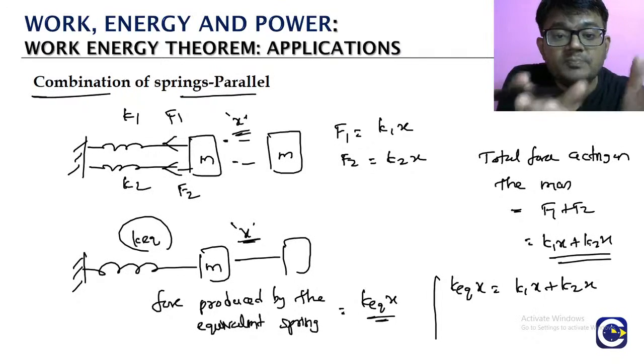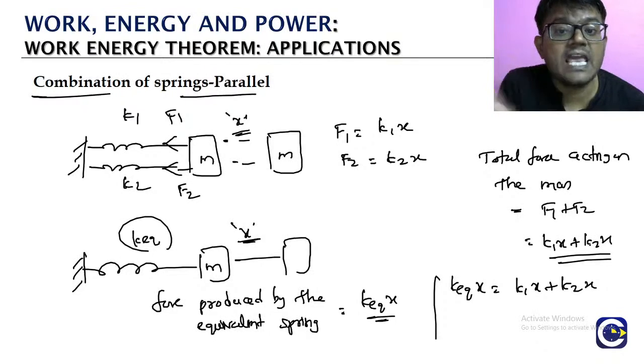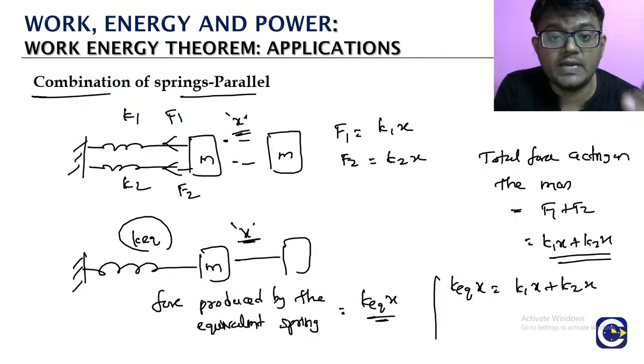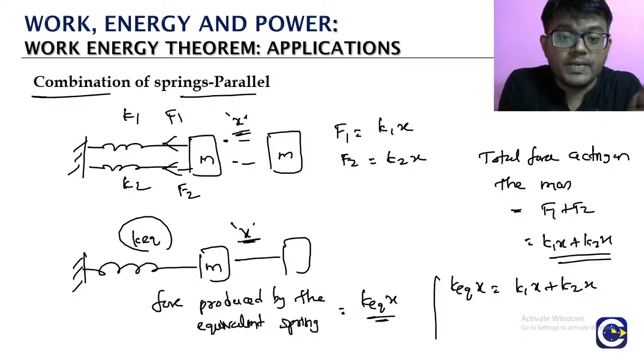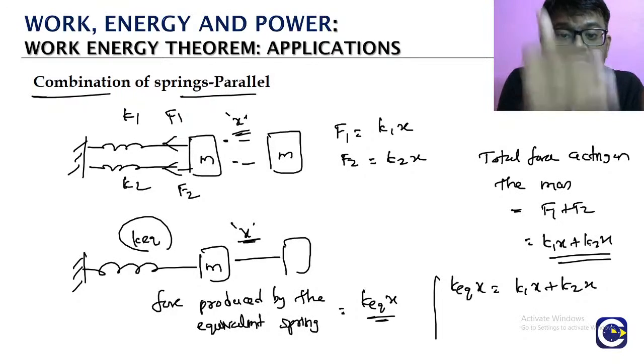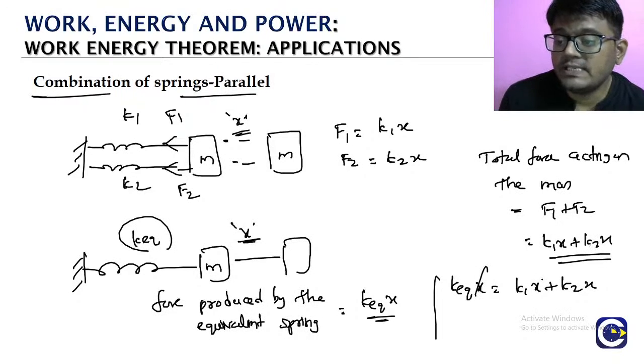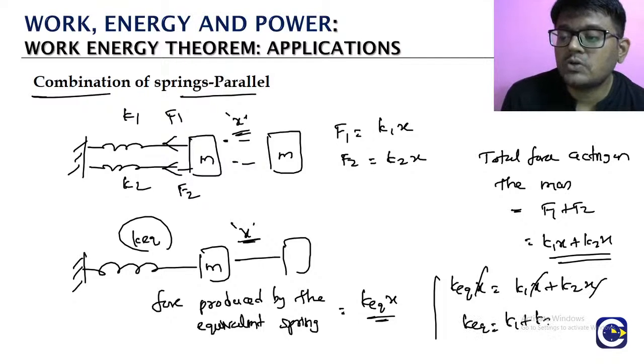Each of these springs in parallel will have the same elongation. You can see spring 1 has the elongation x, which means spring 2 also will have the same elongation because they are connected in parallel. So here you can see x will get cancelled on either side. What do we have? K equivalent is equal to K1 plus K2.